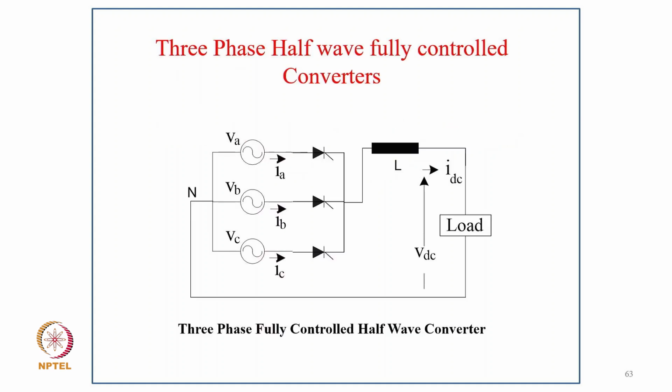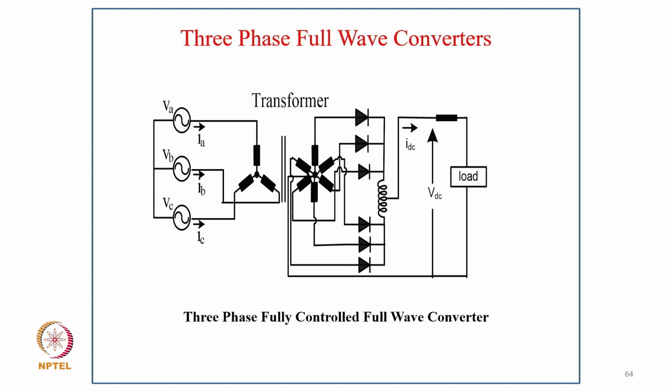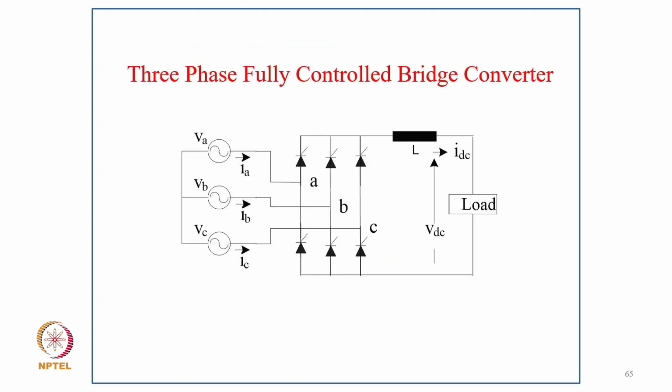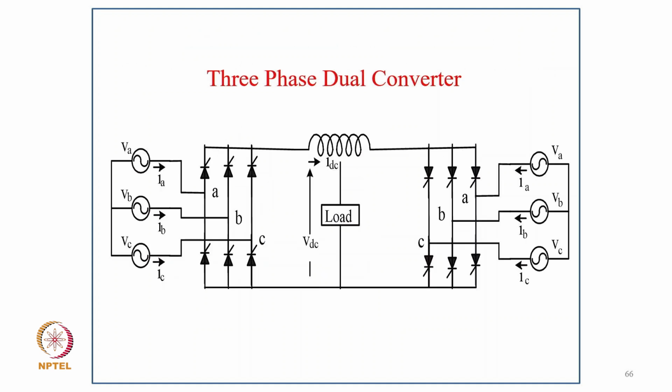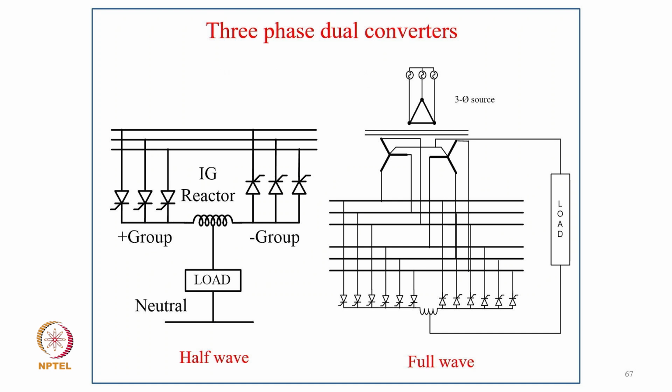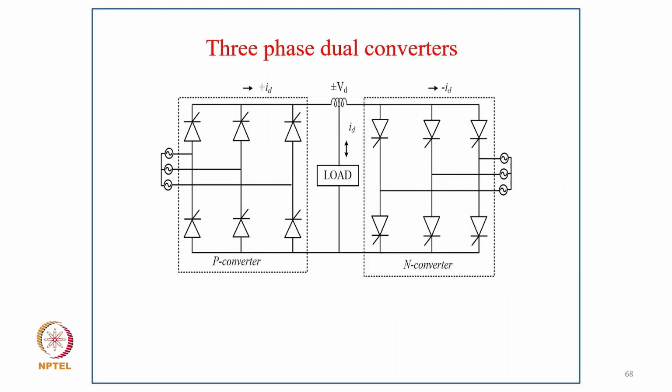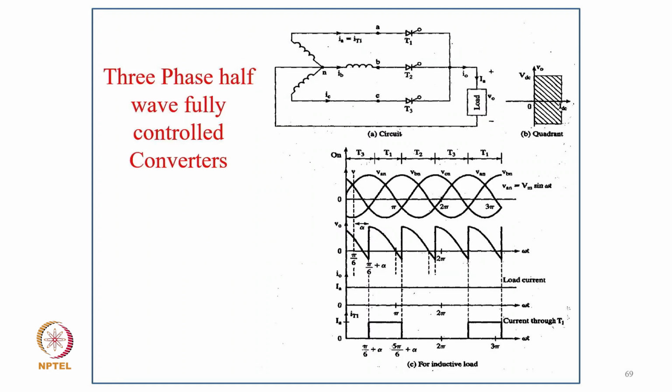Now coming to the 3-phase fully controlled converter: the 3-phase half-wave fully controlled converter, the 3-phase full-wave fully controlled converter, and the 3-phase fully controlled bridge converter. Then there is the 3-phase dual converter, the 3-phase half-wave dual converter, the 3-phase full-wave dual converter, and the 3-phase bridge dual converter.